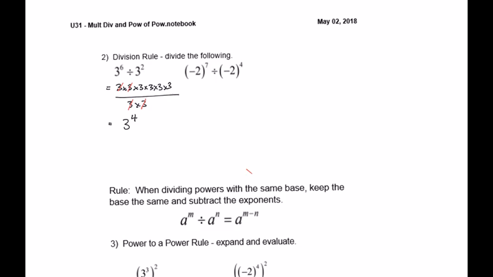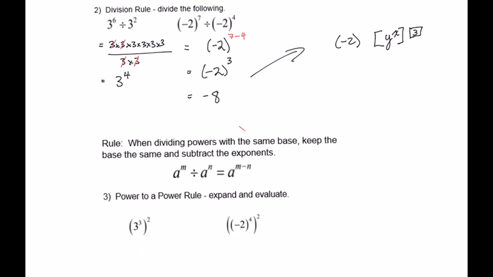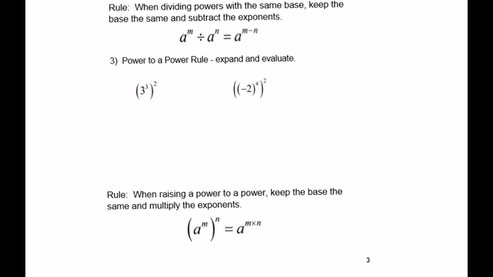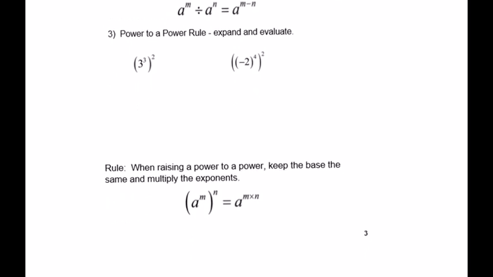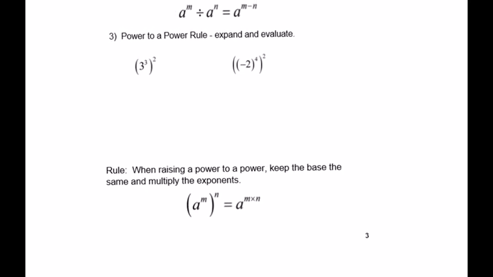Now let's take a look at the power of a power rule. When we take a look at the power of a power rule, let's take a look at 3 cubed all squared. So 3 cubed. So let's write this as what we know. We know that when we were doing our math from before, anything squared meant we basically repeated it. So now we've just repeated it twice.